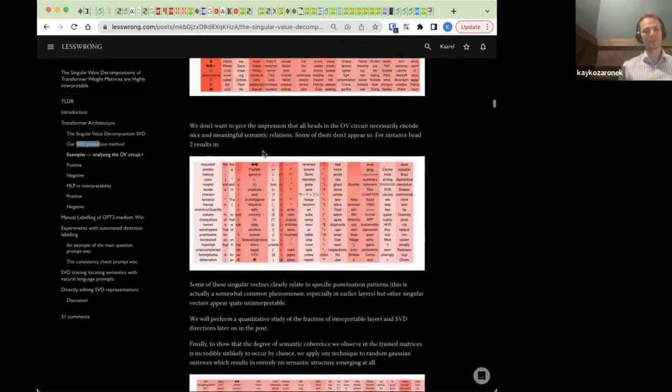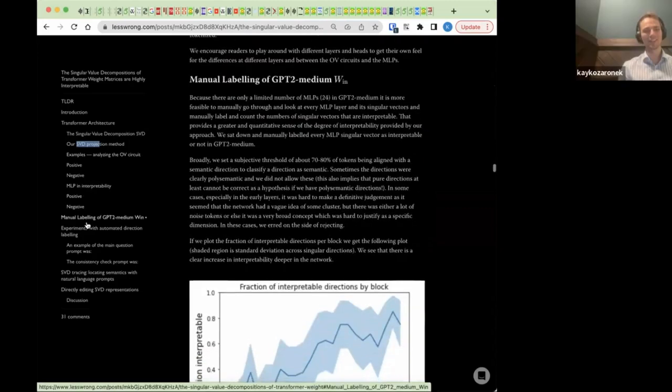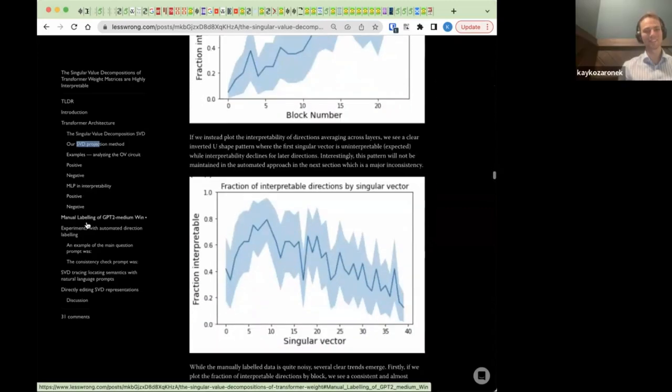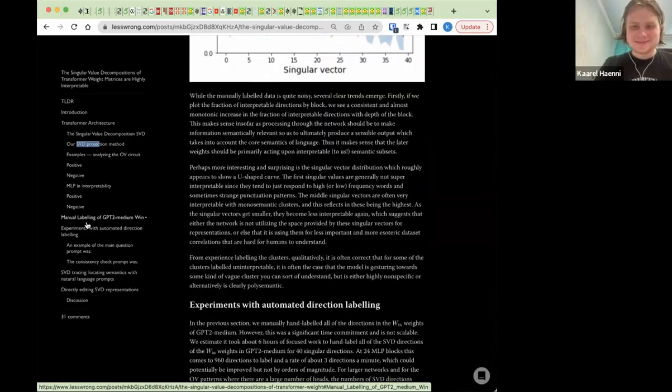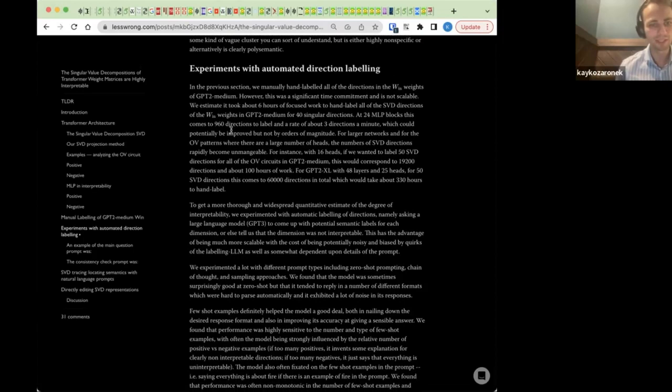What I like is that if you go to the section on manual labeling of GPT-2 Medium, you will find a fun calculation of how many hours of human labor it took to do the labeling, which is mind-boggling, but it shows quite neatly that this is not scalable and that we need another solution. They say that it took them 6 hours of focused work to do 40 singular directions in 24 MLP blocks, but it would have taken significantly more to finish GPT-2 XL's 48 layers and 25 heads. They estimate that at their rate it would have been 330 hours, which is something you don't want to pay a researcher to do as manual work.